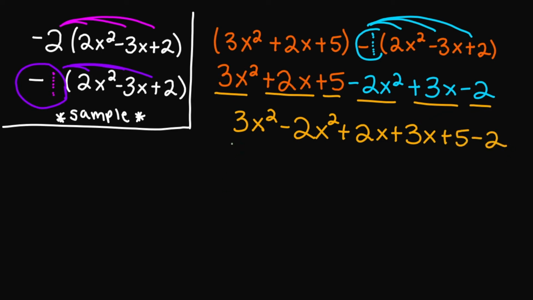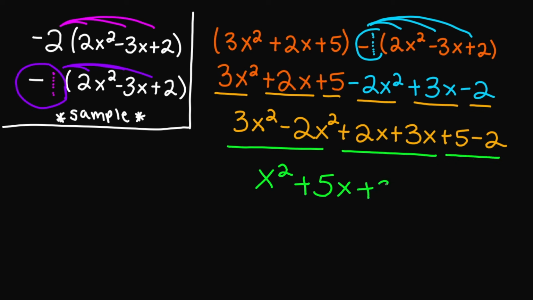Now let's go ahead and solve. 3x squared minus 2x squared is going to give us x squared. Then we have 2x plus 3x. This is going to give us 5x. And then we have a positive 5 minus 2. This is going to give us a positive 3. And this is your final answer.